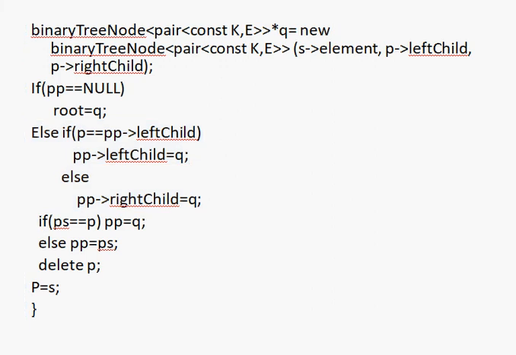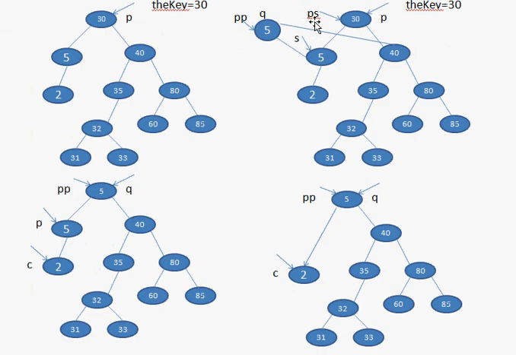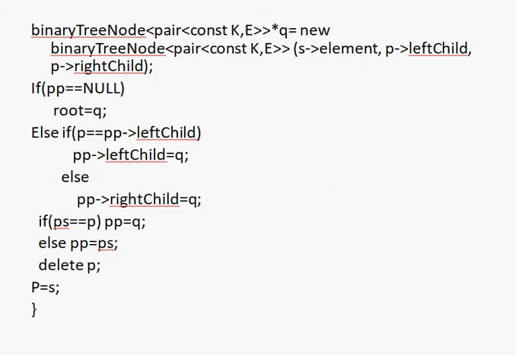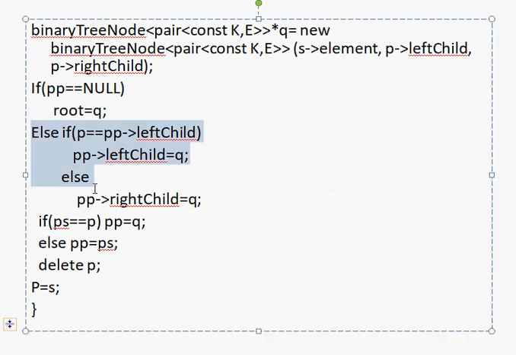Okay, so now the situation is we make pp equal to q. So this is where pp points. Okay, so we'll see how it is done. So here we write pp, yeah, this is done. So this much is not executed.